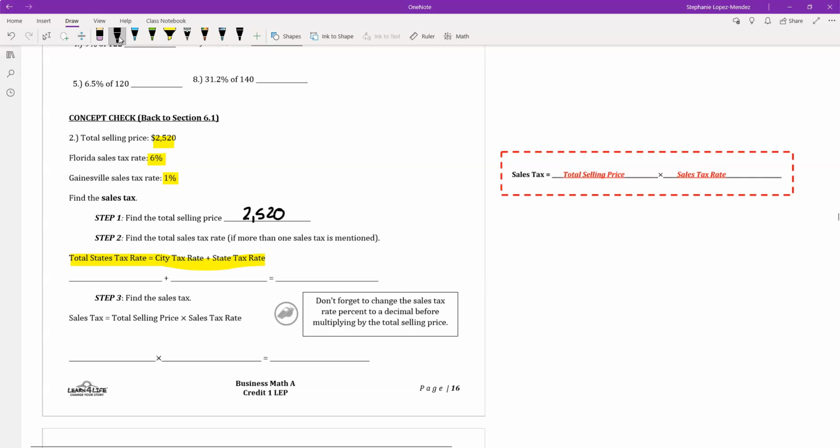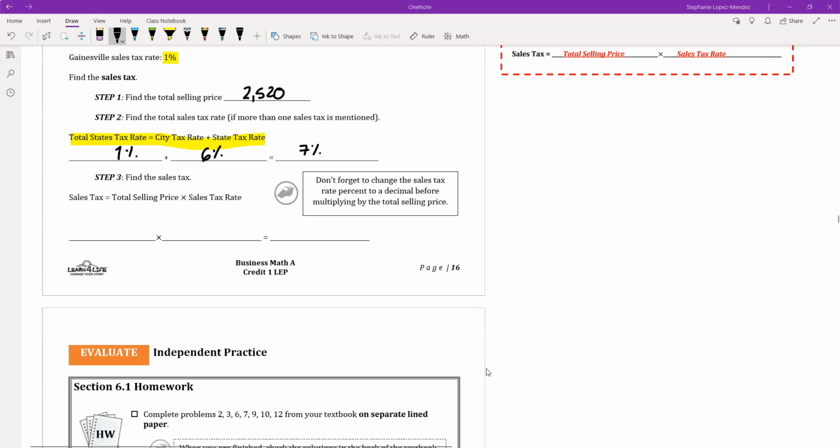The city tax rate. That is 1% plus the state tax rate. That's Florida sales tax rate. That will be 6%. That equals to 7%, right? We're just adding the tax rates. So first, city tax rate, and then the state tax rate. That's 7%. So in step number 3, we find the sales tax.